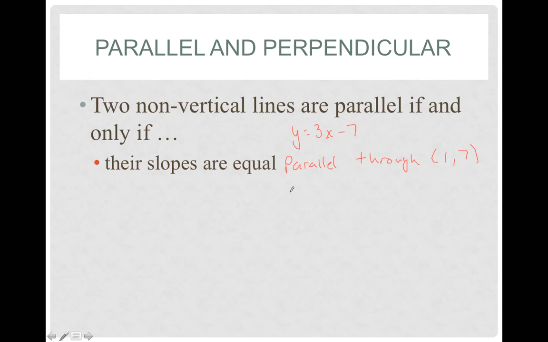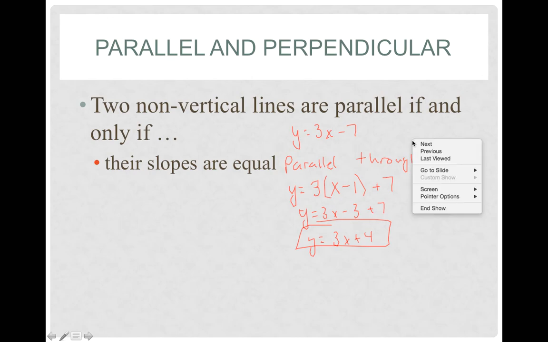Well, parallel means same slope, so I get y equals the slope. Well, now I'm just going to go through the point 1, 7, so I get x minus 1 plus 7 using that point slope form. And I get y equals 3x minus 3 plus 7, and y equals 3x plus 4. There we go. We have a parallel line that goes through the point 1, 7.